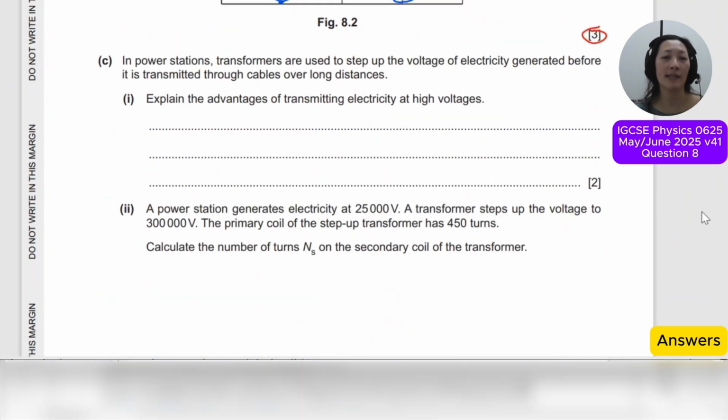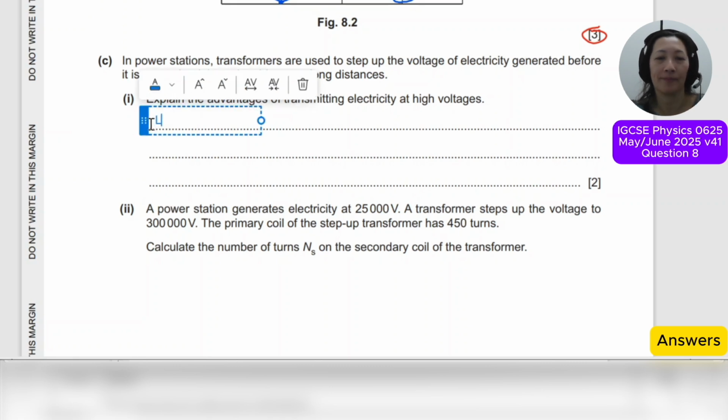C. In power stations, transformers are used to step up the voltage of electricity generated before it is transmitted through cables over long distances. 1. Explain the advantages of transmitting electricity at high voltages. So if you can recall, the reason why we transmit electricity at high voltages is because there's less power loss.